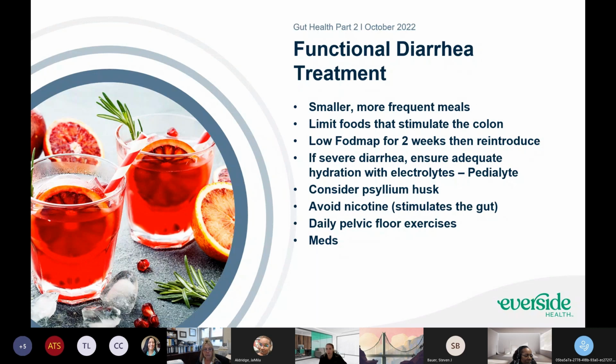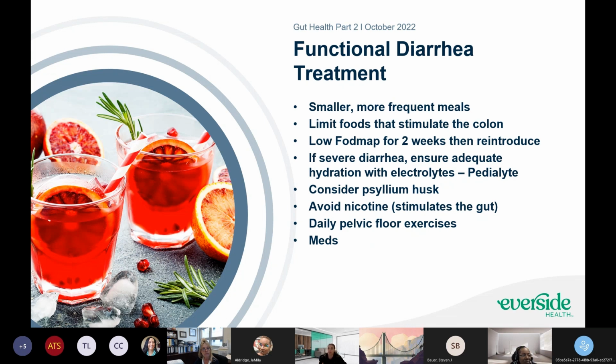Treatment though, smaller, more frequent meals, limiting the foods that stimulate the colon. There are certain foods that are going to cause more problems, like chili peppers. High fat meals are going to cause more problems, coffee, alcohol. Low FODMAP. So FODMAP is going to be what we're talking about with IBS, but it is fermentable oligosaccharides, disaccharides, monosaccharides, and polyols. Go over that again. But these are foods that are more fermentable by the microbiota and will cause more GI issues.